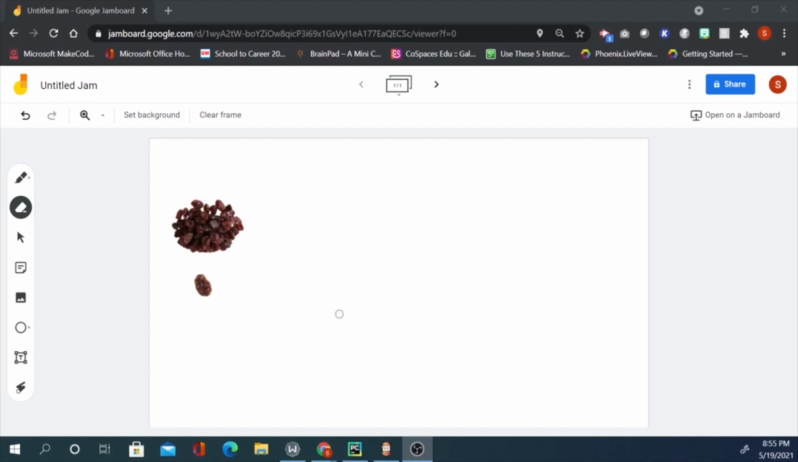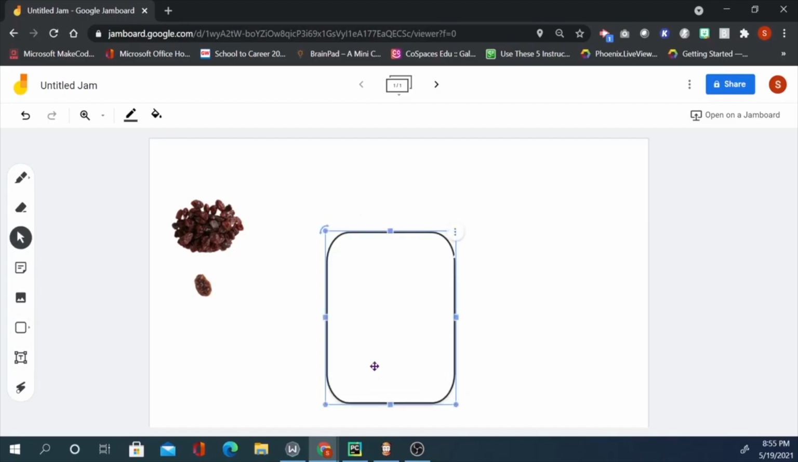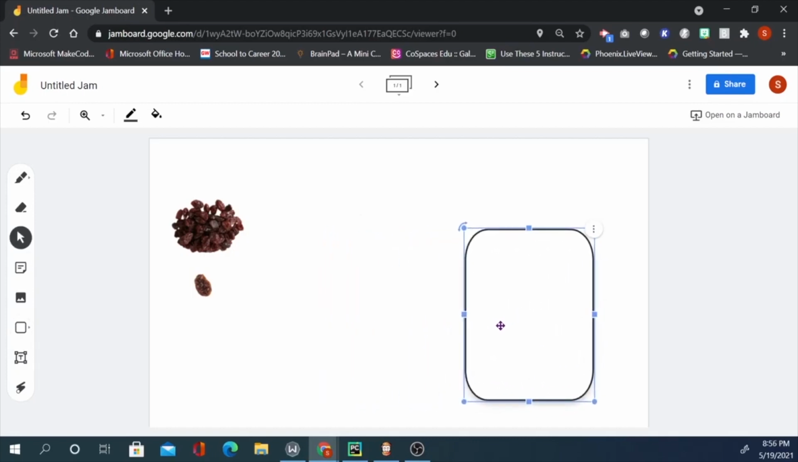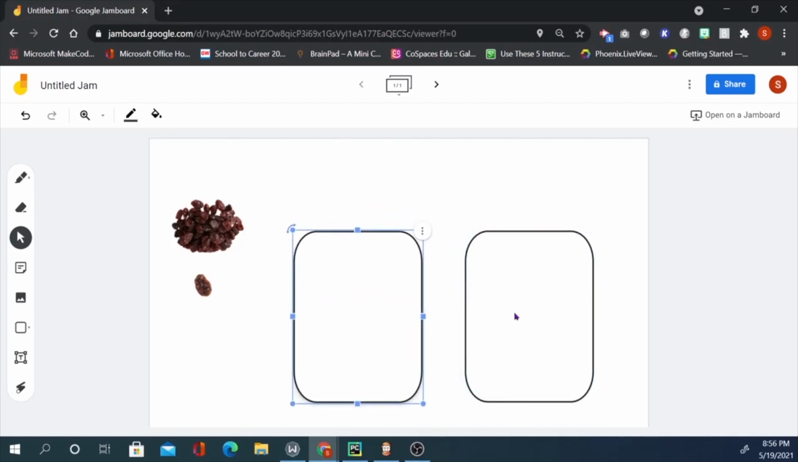Alright, scholars, so in our launch log, we are going to illustrate what we observed during our experiment. So the first thing I'm going to do is go ahead and draw out my jar. And I know we had 2 of them, so I'm going to put up 2 jars.